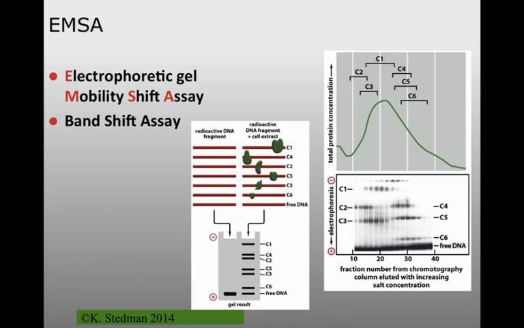Nothing bound is going to run the fastest. Each of the individual proteins bound is going to run a little bit differently. And so here, in this cartoon case, we've got 6 different DNA binding proteins, all of them of different size, all binding to this one piece of DNA. You want to separate them out relative to each other.